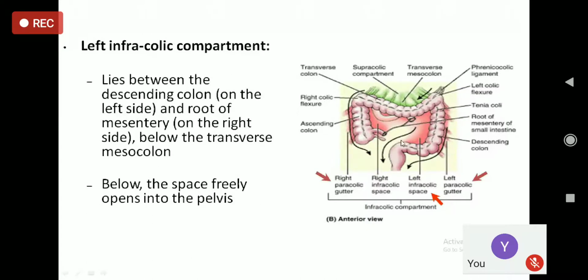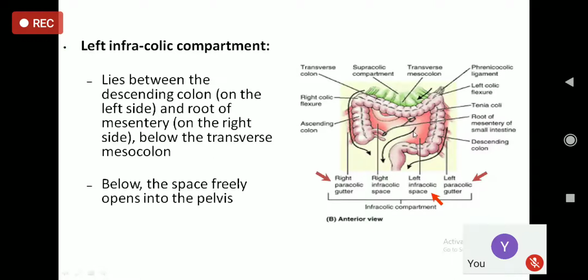This one is the left infracolic compartment. It lies between the descending colon on the left side and the root of the mesentery on the right side, and below the transverse colon. Here we can easily appreciate that this left infracolic compartment is open to the pelvic cavity, so that if there is any infection in the pelvic cavity, it can affect the left infracolic compartment.